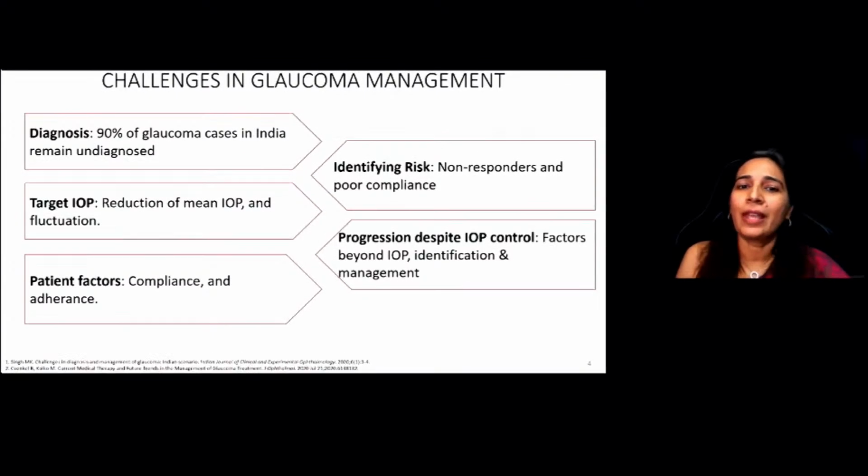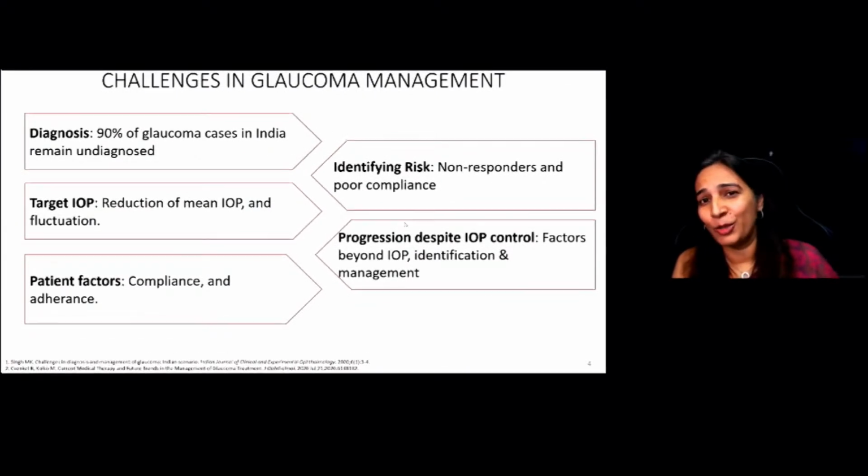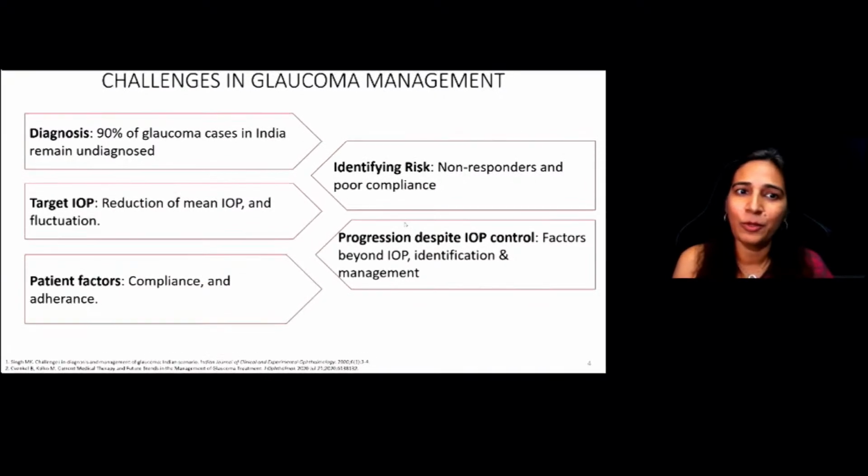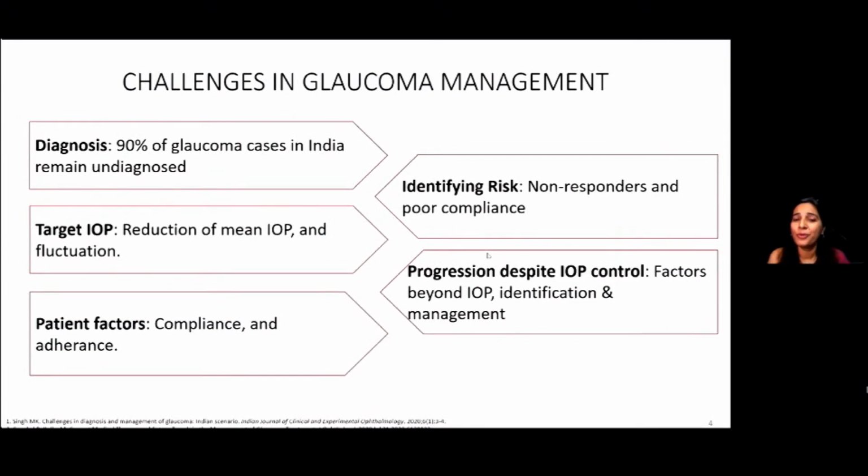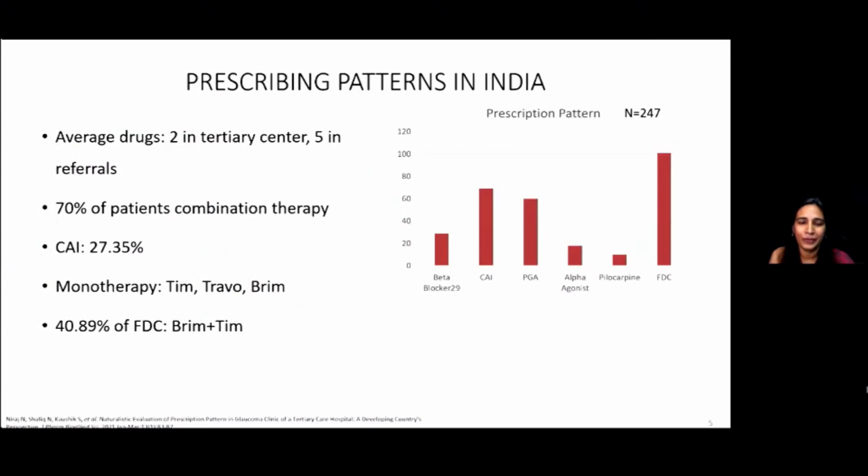The main challenges, therefore, as for anywhere else, and Professor Hodo walked us through them for Europe: the proper diagnosis and setting the target IOP, choosing the right therapy, because there are so many empirical elements that have to be kept in mind when we decide to choose glaucoma therapy. Compliance and adherence, identifying the non-responders and those who have poor compliance and differentiating between the two, and in case of progression despite IOP control, identification and management of factors beyond intraocular pressure.